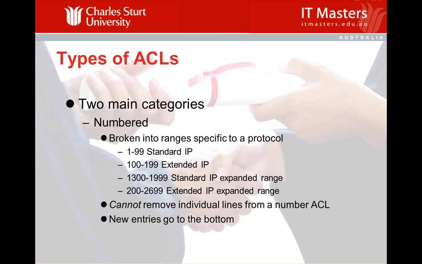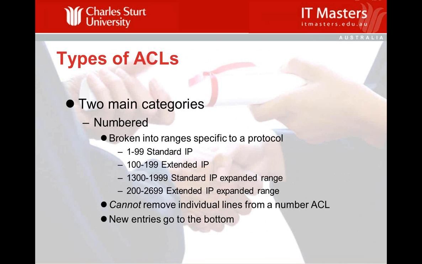So, types of ACLs. There are two main categories. There are the numbered ACLs, which are broken into ranges specific to each protocol. The main ones you need to worry about are the IP ones. Numbered ACLs 1 to 99 are standard IP, and we'll see what that means in a minute. 100 to 199 are extended IP. And then there's the standard IP expanded range, which is 1300 to 1999. As you can see, a lot of access lists in there. And the extended IP expanded range.